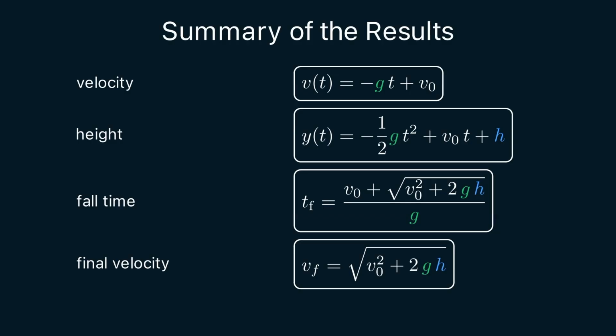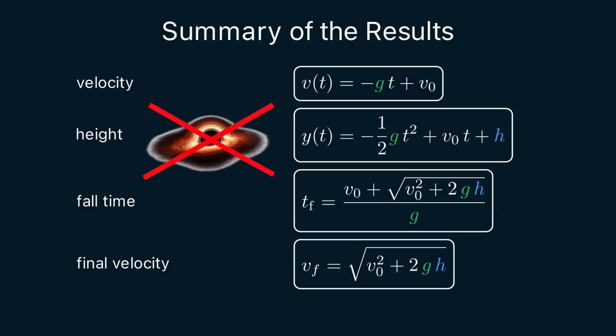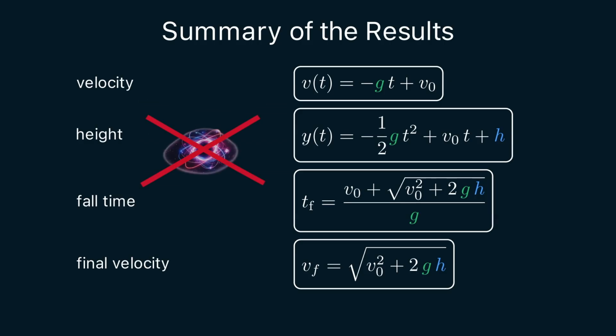For example, the International Space Station orbits at about 400 kilometers altitude, and there g is only about 88% of its value at Earth's surface. And for extremely massive bodies or relativistic initial speeds, these equations aren't sufficient. Same for elementary particles. But for everyday situations and a few meters of height, they work very well. Their biggest advantage is simplicity. And if there's no initial velocity, it becomes even simpler.